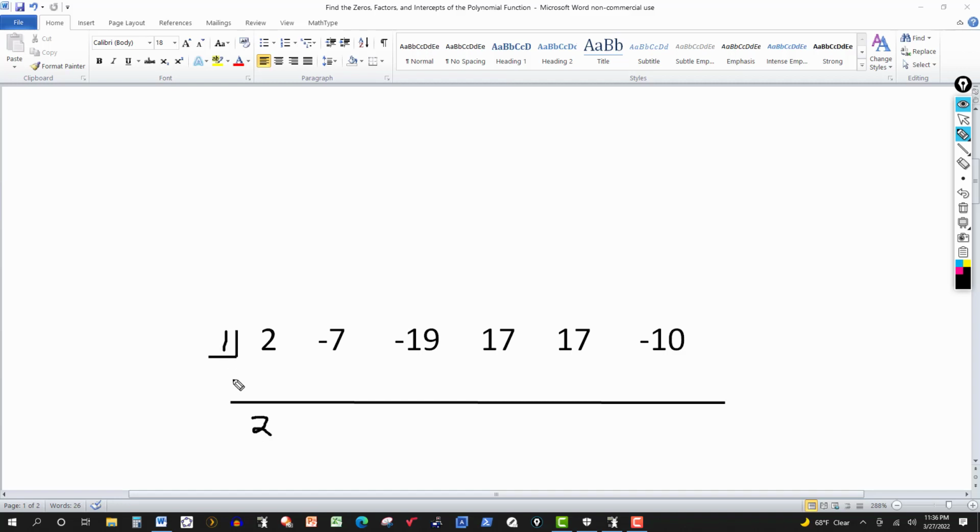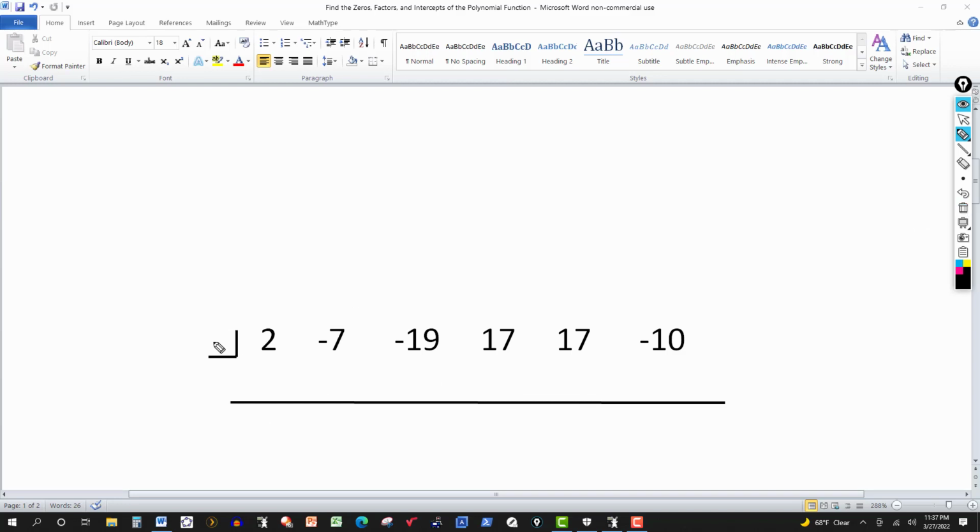And then the way it works, say it's 1 times 2 is 2. Add these up, we get negative 5. 1 times negative 5 is negative 5. Add these up, we get minus 24. 1 times negative 24 is negative 24. 17 and negative 24 is negative 7. 1 times negative 7 is negative 7. 17 and negative 7 is 10. And 1 times 10 is 10. Go over to the last one here. And I add negative 10 and 10 is 0. If the last entry in this row is a 0, that tells me that 1 is a 0, or in this case, x minus 1 also would be a factor of the polynomial. And that's the way I would work it out.